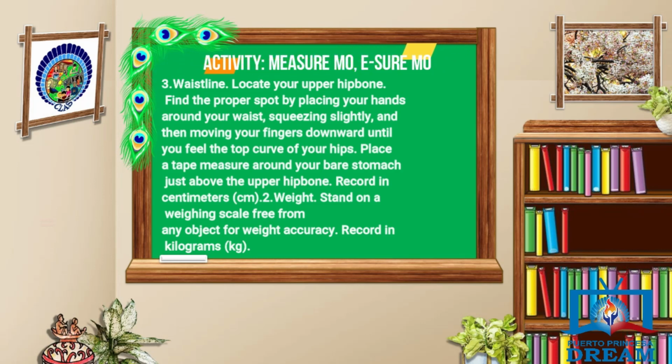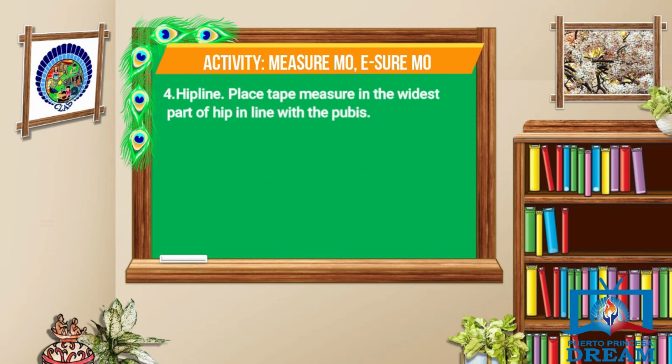To get your waistline, locate your upper hip bone. Find the proper spot by placing your hands around your waist, squeezing slightly, and then moving your fingers downward until you feel the top curve of your hips. Place a tape measure around your base stomach just above the upper hip bone, and then record in centimeters. To get your hip line, place tape measure in the widest part of hip in line with the pubis.